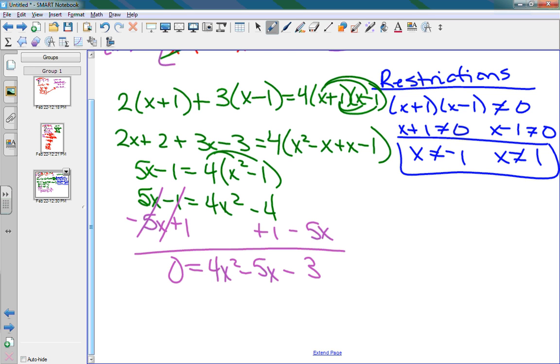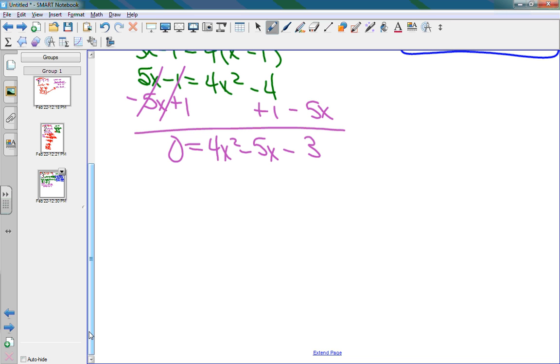Now, can I factor this? I can't? Let's try, shall we? 2x and 2x, 1 and 3, plus and minus. Is that going to work? Nope, not this lifetime. Is it going to help for me to swap the 1 and the 3? Is it going to help for me to swap the 2 and the 2? So let's try it again.